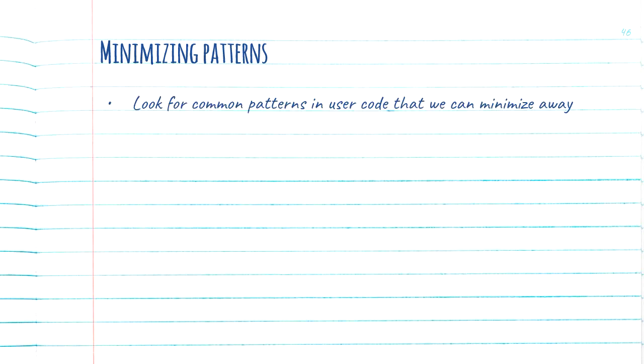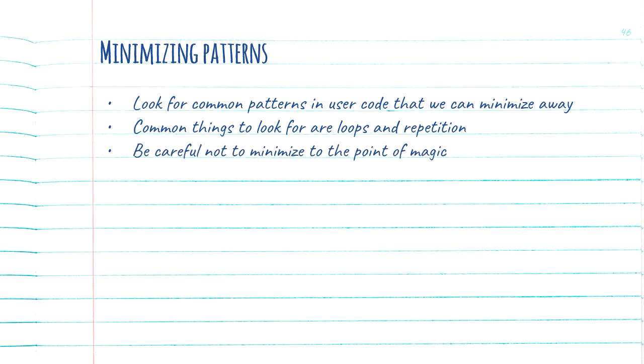The other minimization we look for is patterns. If we're forcing users to write loops, if we're forcing users to repeat themselves, then that's potential that we can make our APIs more convenient to use. But we don't want to minimize too much of the complexity away, because we don't want to create giant magic methods that incorporate too many steps in one, because they can be a lot harder for users to debug.